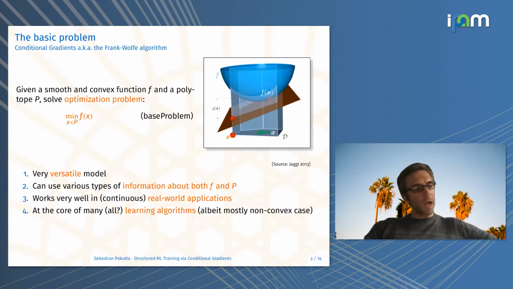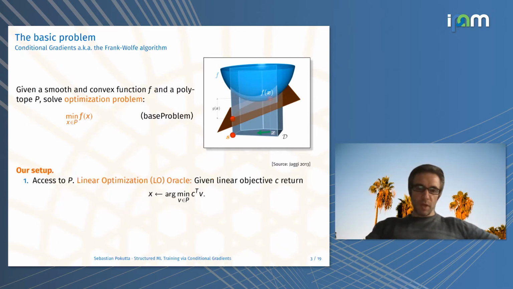And you could say that arguably almost all learning algorithms in one way or another use some form of loss function minimization to model some type of learning problem. So the model that we are going to use here today is the following. We will assume that we have access to the feasible region P by means of a so-called linear optimization oracle. That means given a linear objective function c, this oracle will return the linear minimizer over the feasible region with respect to that linear objective.